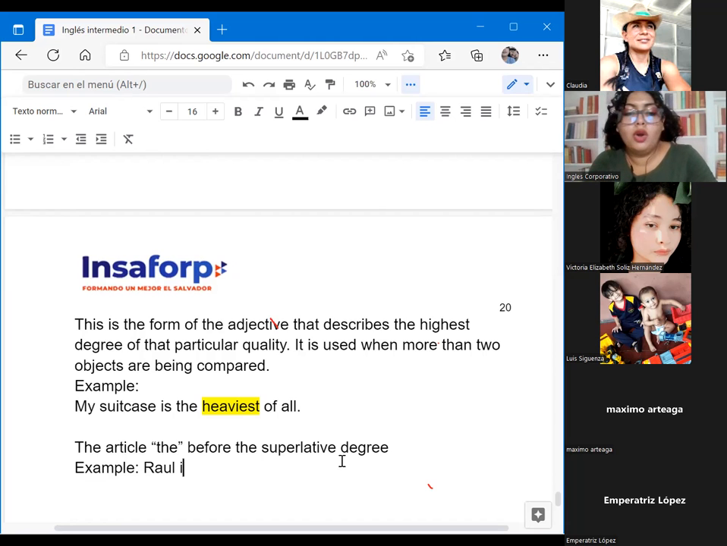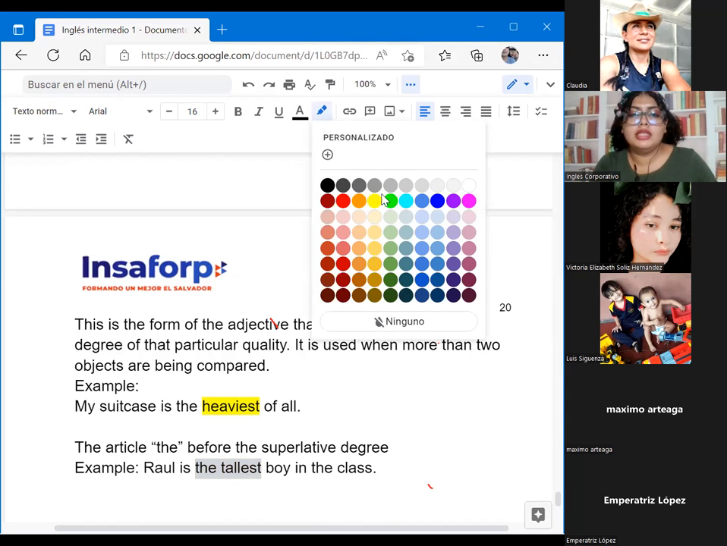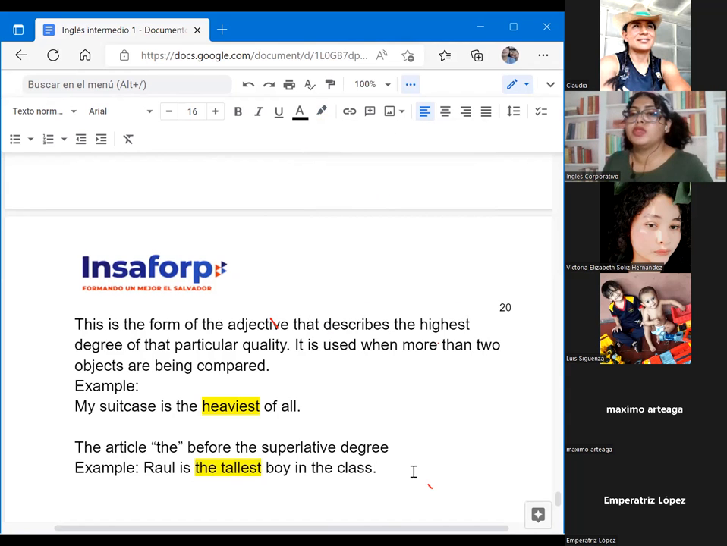Raúl is the tallest boy in the class. So in that case, when we are using this one, the superlative, to express that someone is in the top, for example, something, we are going to use the article the. Siempre vamos a utilizar el artículo cuando estemos refiriéndonos a estos superlativos, porque es el que nos dice a nosotros que es el único, ¿verdad? Que no hay nada que se le compare.